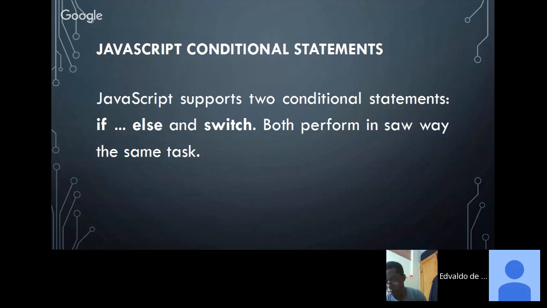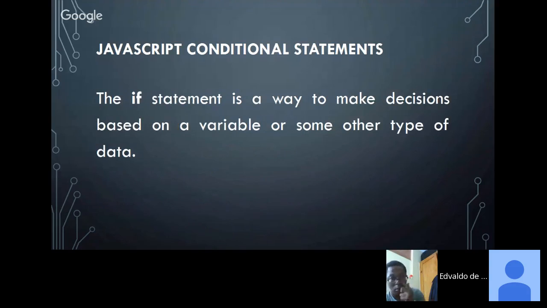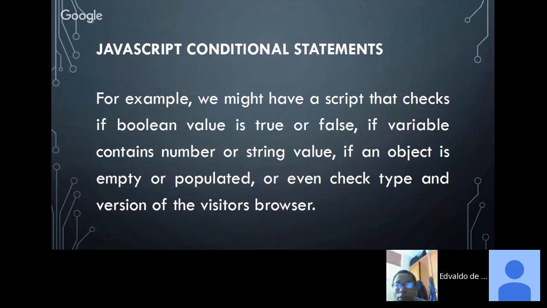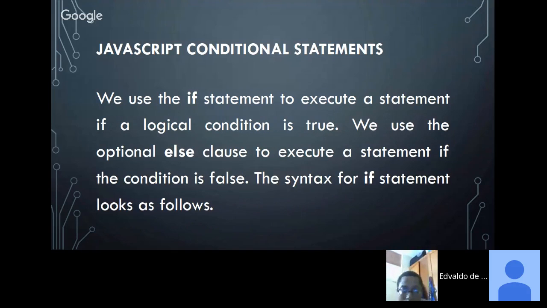JavaScript supports two conditional statements: if...else and switch. Both perform in some way the same task. The if statement is a way to make decisions based on a variable or some other type of data. For example, we might have a script that checks if a Boolean value is true or false, if a variable contains a number or string value, if an object is empty or populated, or the type and version of the visitor's browser. We use the if statement to execute a statement if a logical condition is true. We use the optional else clause to execute a statement if the condition is false.